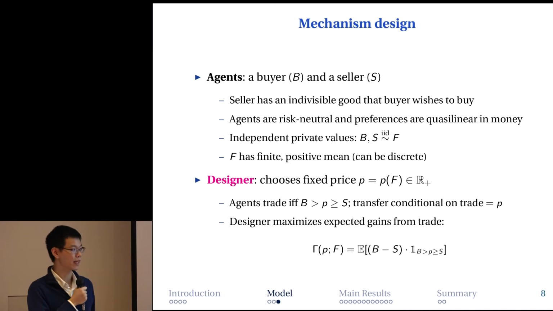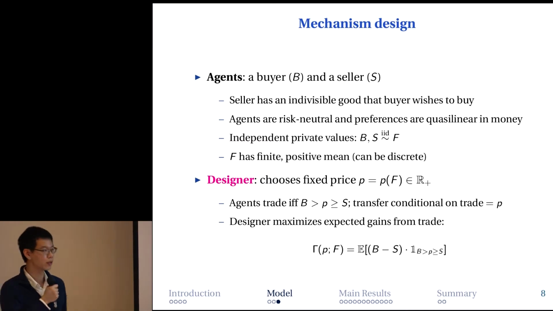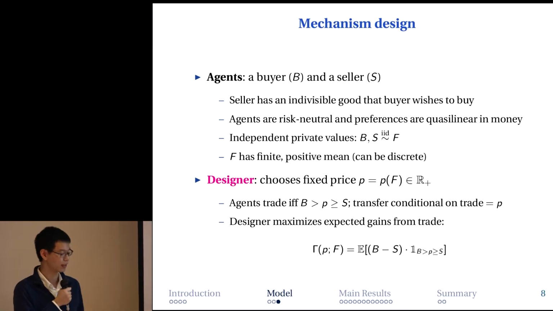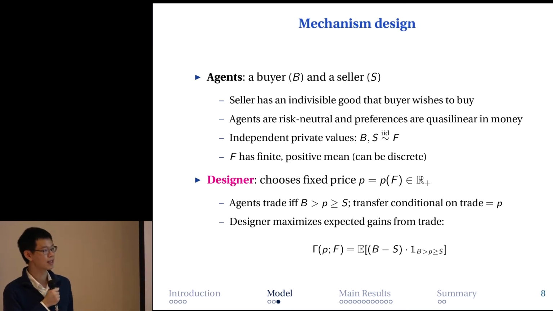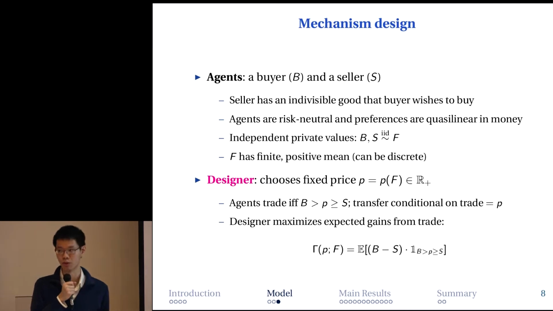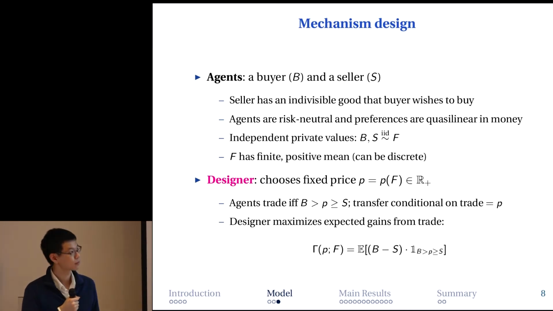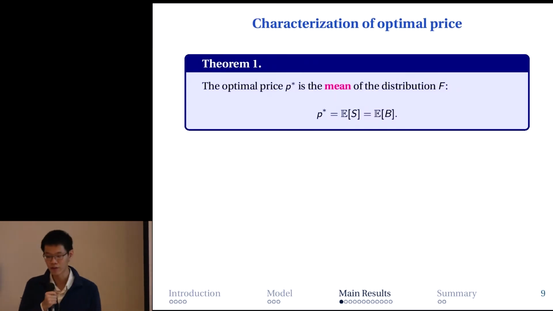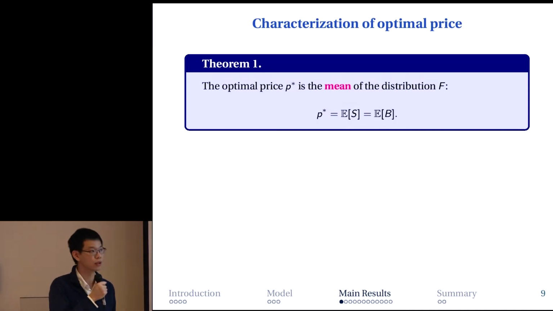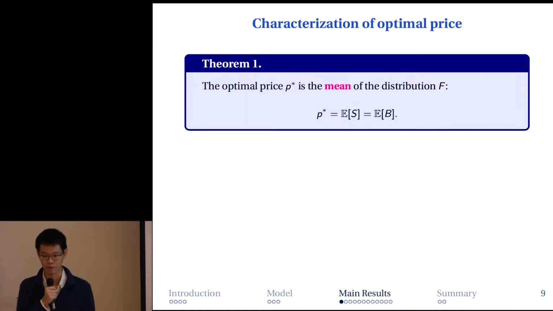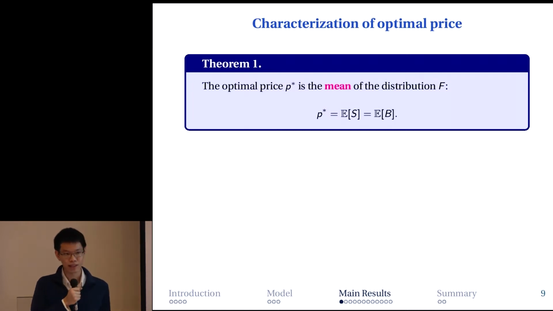And the goal of the mechanism designer is to maximize the expected gains from trade. Here we denote the expected gains from trade by gamma. Gamma is a function of the price P as well as the distribution F. Okay, so our first result is a simple result, but it's a powerful characterization of the optimal fixed price mechanism. And we show that the optimal fixed price mechanism is such that the optimal price is exactly equal to the mean of the distribution of agent values.